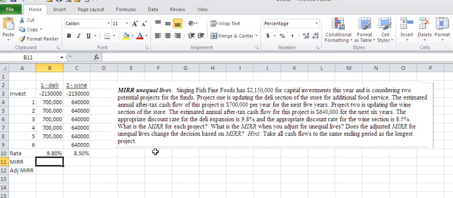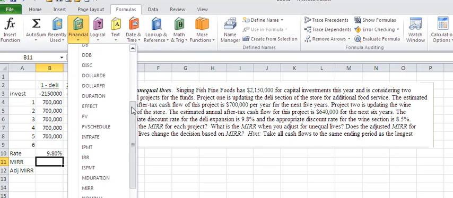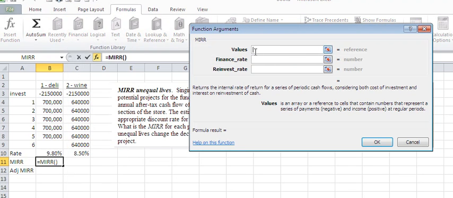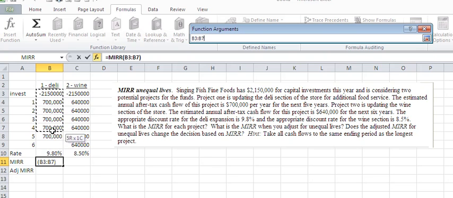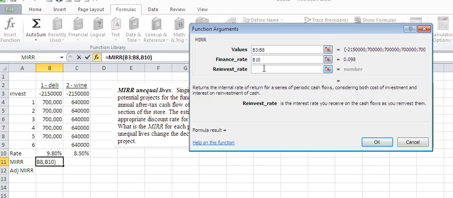Now, Excel, again, it makes our lives so much easier. Let's let it do all the hard work. Come up here, Formulas, click on Financial. We'll scroll down to the MIRR. And I love this box because it tells you exactly what to plug in there. Values. Alright, our values are going to be our investment plus all of our cash flows. The finance rate, that would be the rate that we had to borrow at. And then the reinvestment rate. For this problem, we're going to assume they're the same, but the reinvestment rate could be different. And then we'll go ahead and click OK.